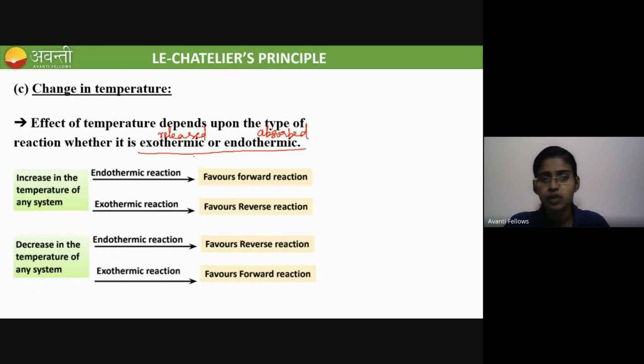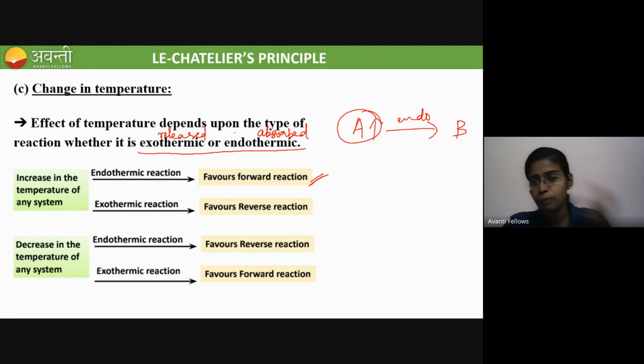The system will keep on absorbing the heat. Then in that case, it shifts. The equilibrium will be shifted towards the forward direction. Suppose I have A and A is giving B, and this is an endothermic reaction. This process is endothermic. A keeps on absorbing the heat. Now, if I still increase the temperature of this A, what happens? A will try to shift the heat that I have given to it to B. Then only A and B can be in equilibrium with each other, right?